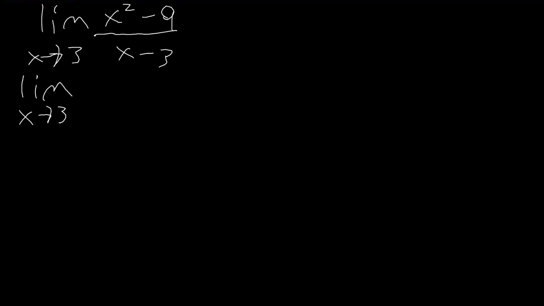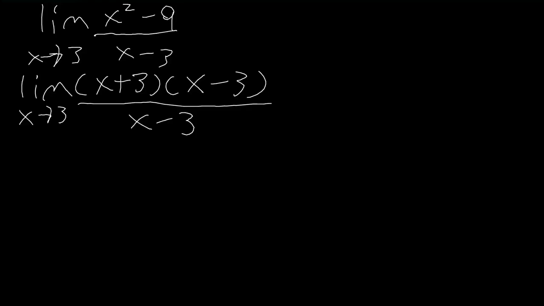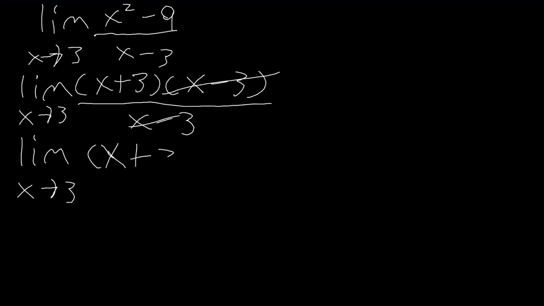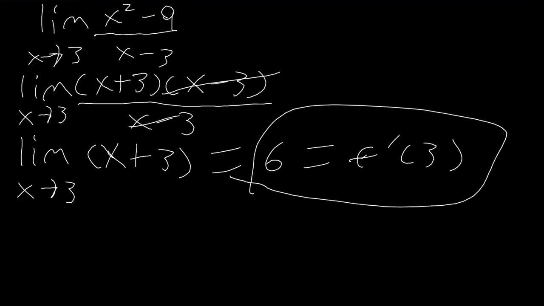So x squared minus 9 is just x plus 3, x minus 3 if you factor it, over x minus 3. And then we can just cancel the x minus 3's. So we're going to have the limit as x approaches 3 of x plus 3. Now we can just directly substitute it in, and we're going to get it's equal to 6, which is equal to f prime of 3. That's the derivative at that point. Let's move on to the next example.